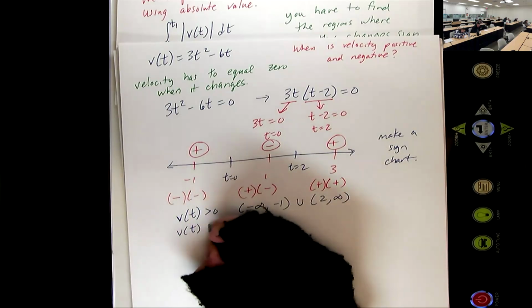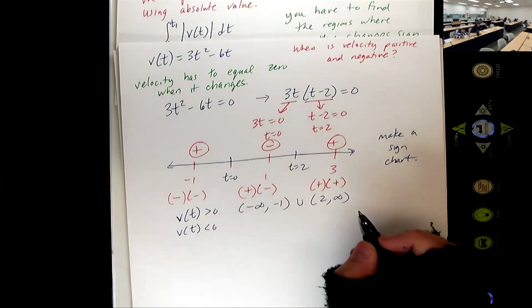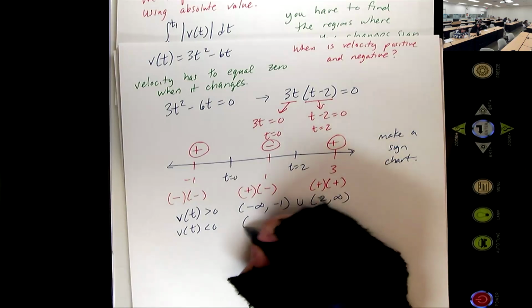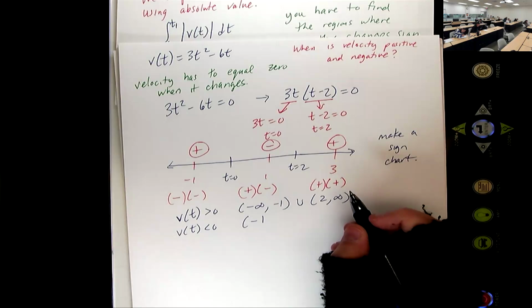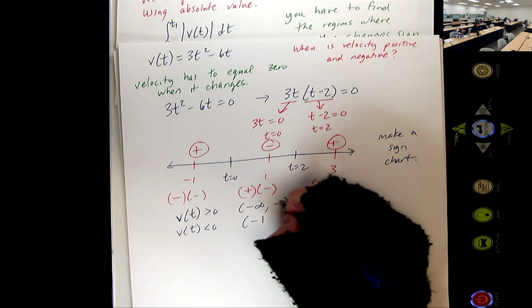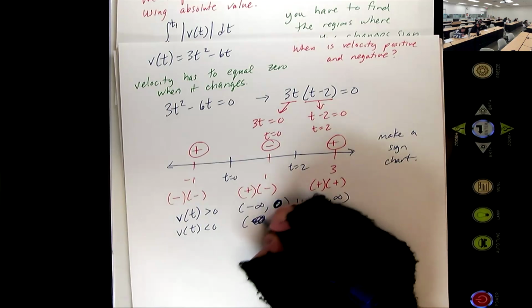And v of t is less than 0, or negative, from 0 going up to 2... not -1, 0. Going up to 0, t equals 0.